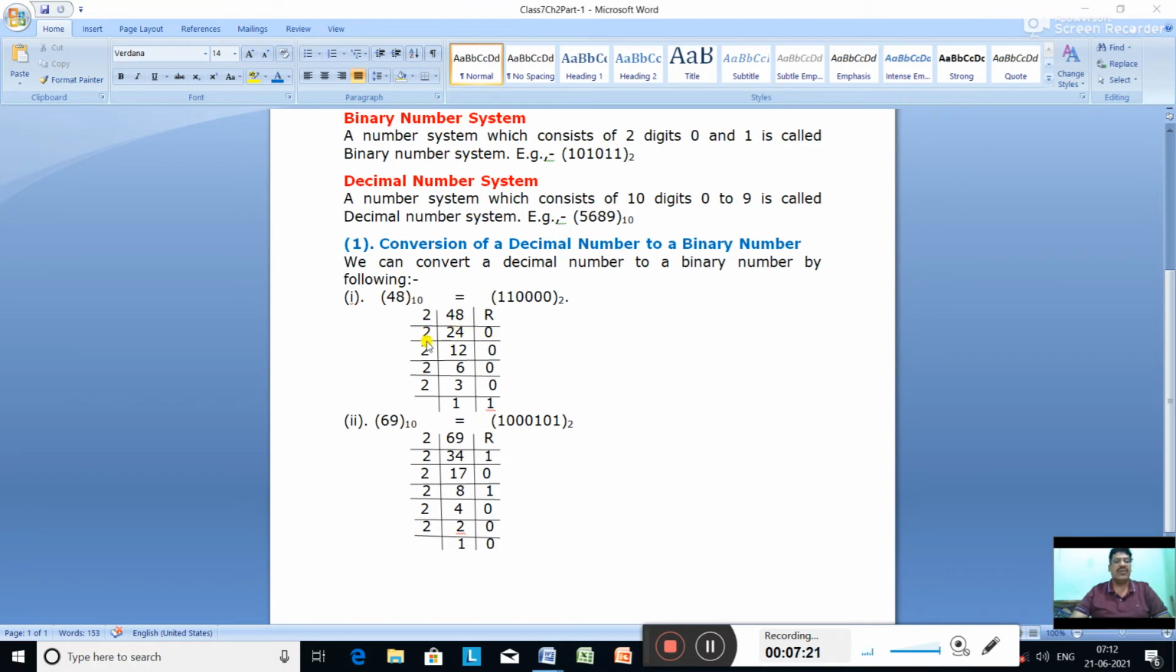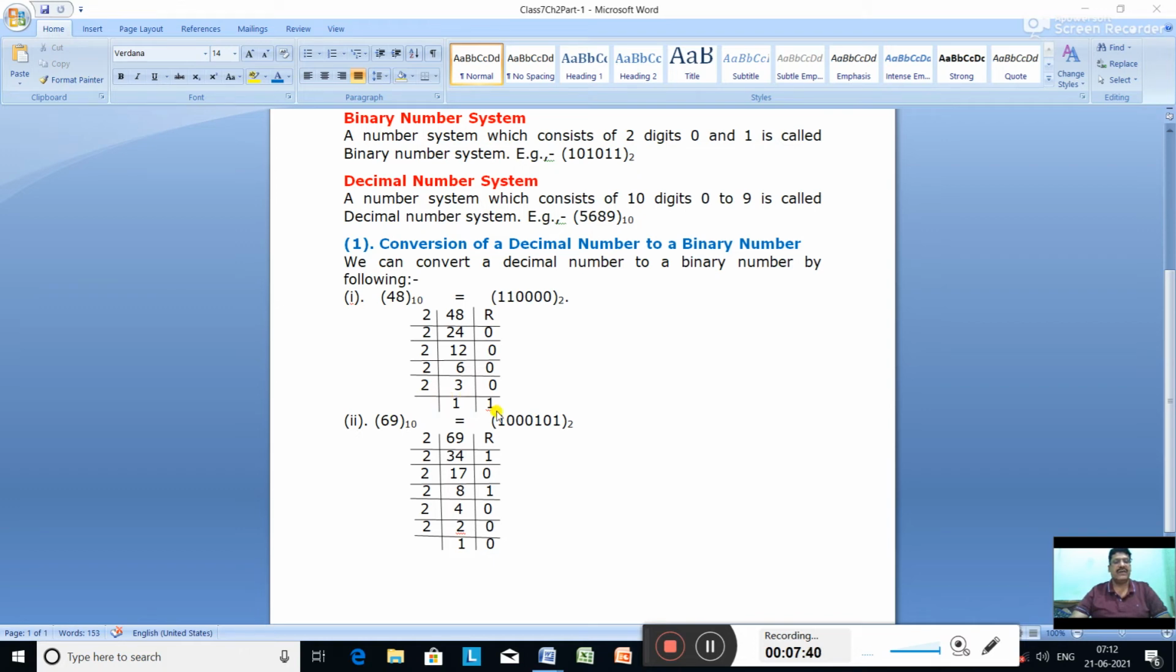Again divide 24 by 2. How many times? 12 times. Remainder 0. Again divide 12 by 2. What comes? 6. What will be the remainder? 0. Again divide 6 by 2. How many times? 3 times. Remainder 0. Again divide 3 by 2. How many times? 1. Remainder 1.